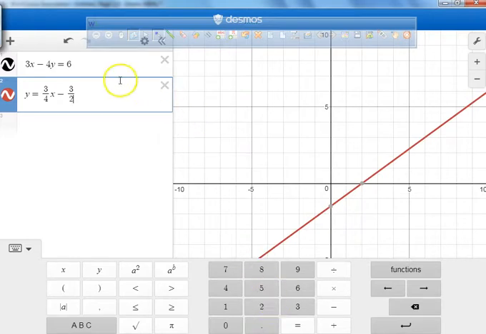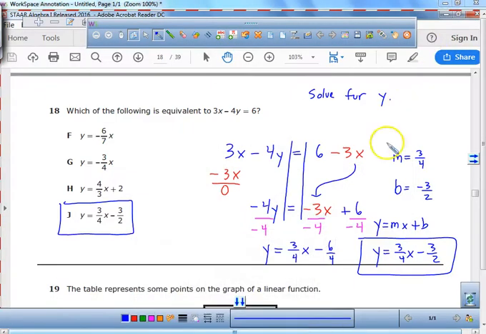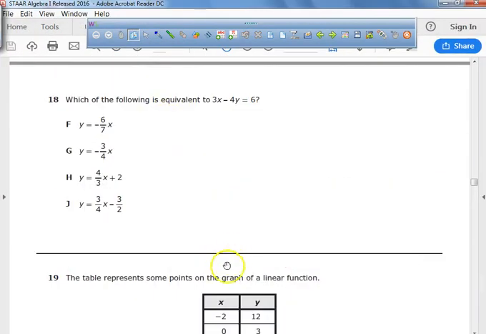And look what happens. You see the same line, right? One line graphed over the other line. What does that tell you? It tells you you found the right answer. Okay? So that's all you have to do. Now, let's go on to the next one.